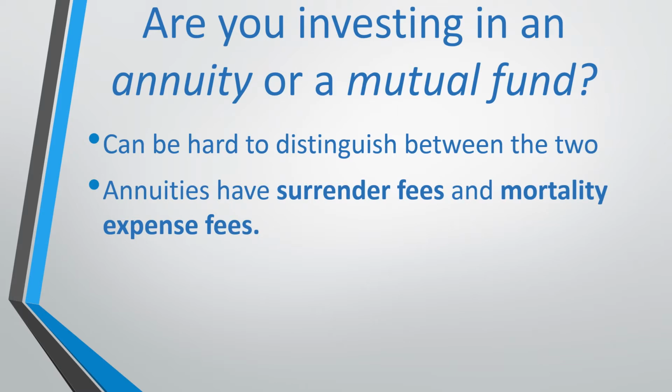Annuities have surrender fees and mortality and expense fees. Surrender fees are where you invest in the annuity contract to get exposure to the annuity subaccounts that look like mutual funds. And then guess what? If you change your mind and you decide that that annuity company or life insurance company isn't the right fit for you, or you want to move into a different product, and you want to close out your 403b with them and go with somebody else, that's surrendering your annuity.